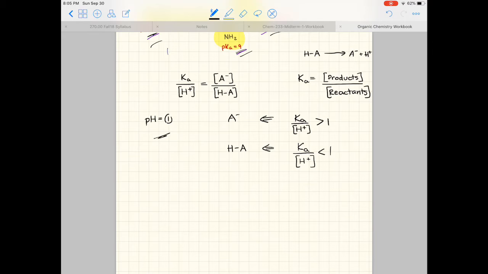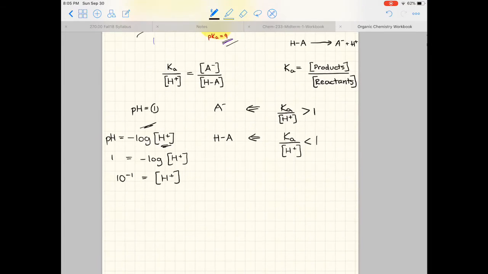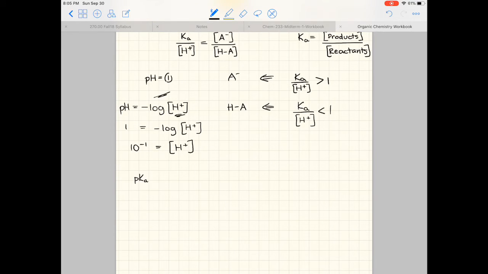Now for pH 1, that means, I don't have a calculator. Okay, so the pH is the negative log of H plus. So in order to determine H plus, we'll put in our 1 here, negative log, and that's what you have. And then as for the Ka, let's start with our carboxylic acid, which has a pKa of 2. Again, the pKa is the negative log of Ka. So in order to determine that, you have 2 is equal to negative log Ka.